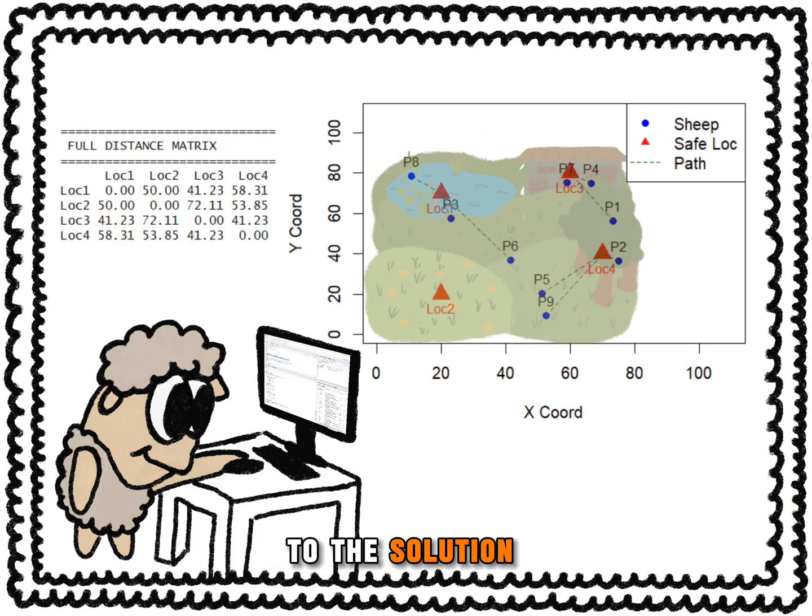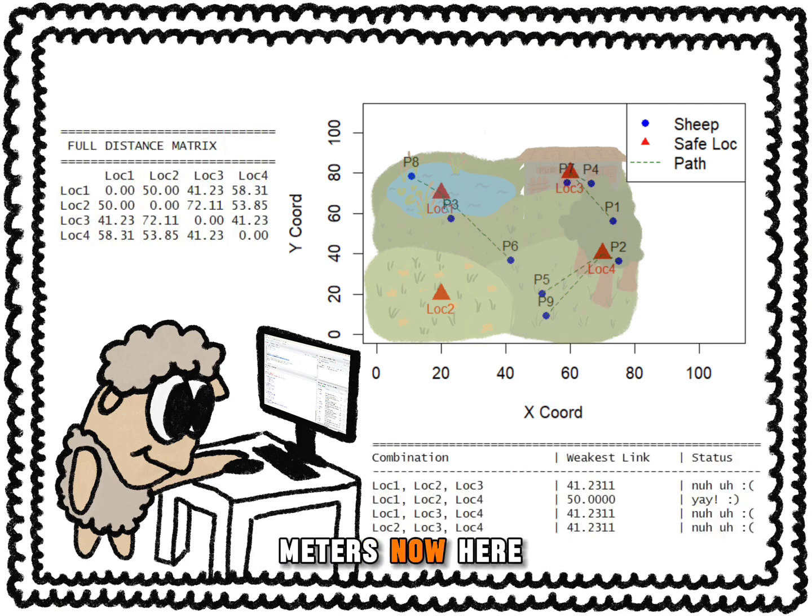The first step to the solution is generating the full distance matrix. This table shows the distance between every possible pair of locations. So for example, the distance between location 1 and location 2 is 50 meters. Now, here we see the logic laid out quite clearly. We listed every possible combination of these 3 locations, and for each group we identified the weakest link, so the shortest distance between any 2 points in that group. As you can see, 3 of the 4 options result in a safety distance of only 41. And so these are suboptimal and there is our only winner, the combination of locations 1, 2, and 4. This gives us a safety margin of 50 meters.